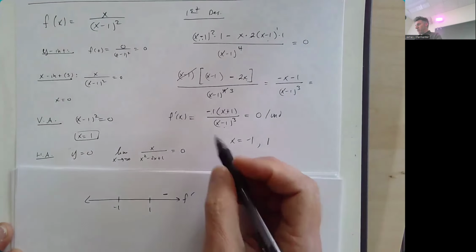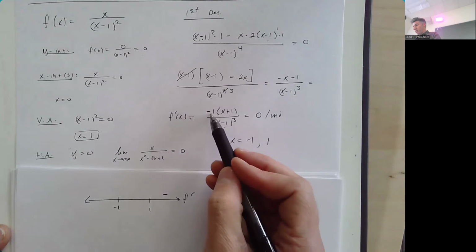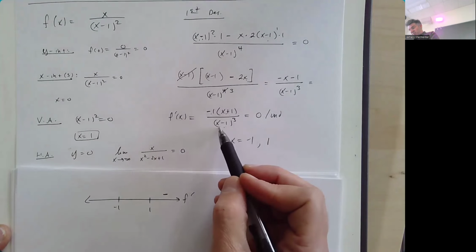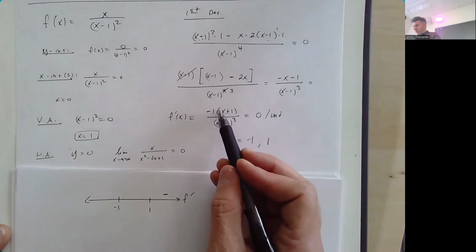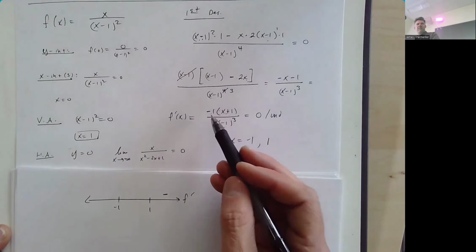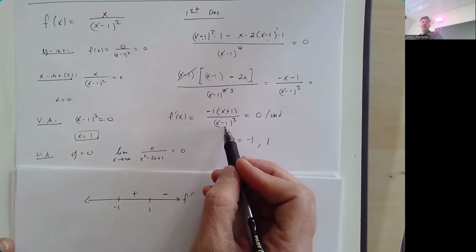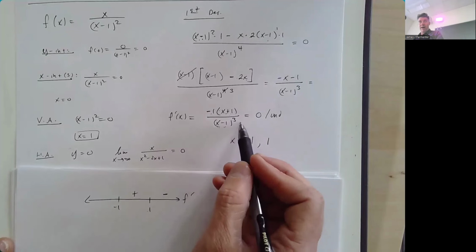And then if I pick a number between -1 and 1, like 0, -1 times 1 is positive. The denominator is a negative number cubed. Positive over, wait, negative on top, negative on bottom, positive overall. Or what I should have really done is followed my own advice and said the 1 came from the x minus 1. It's raised to an odd power, so the sign changes. The -1 came from the x plus 1. It's raised to an odd power, so the sign changes.